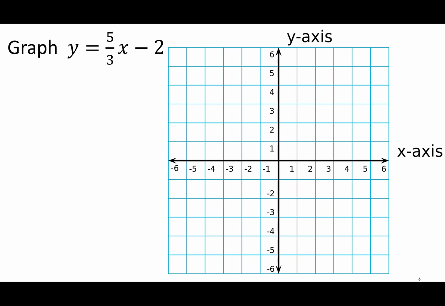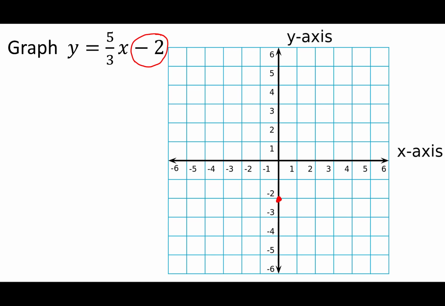So I'm going to begin with my y-intercept, which is that number right there. Okay, it's always the number adding or subtracting to the x. So -2, so I'm going to put a dot at -2 on my y-axis.